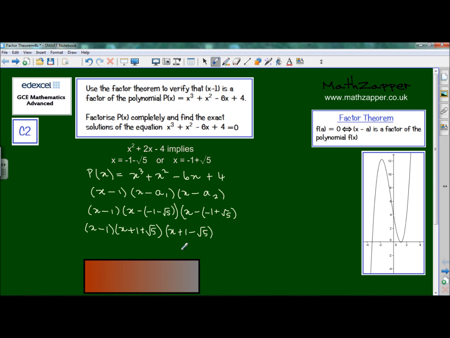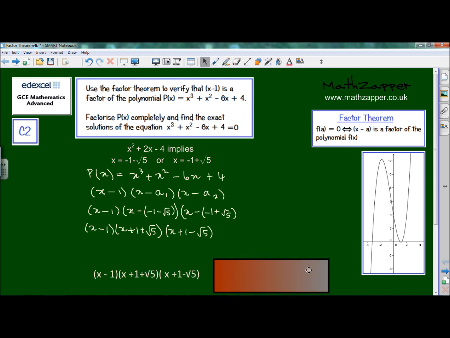And there we have the three factors of the polynomial p of x equals x cubed plus x squared minus 6x plus 4. It's just a little bit tidier there, so we'll put a little square around that. Sorry, a little rectangle.